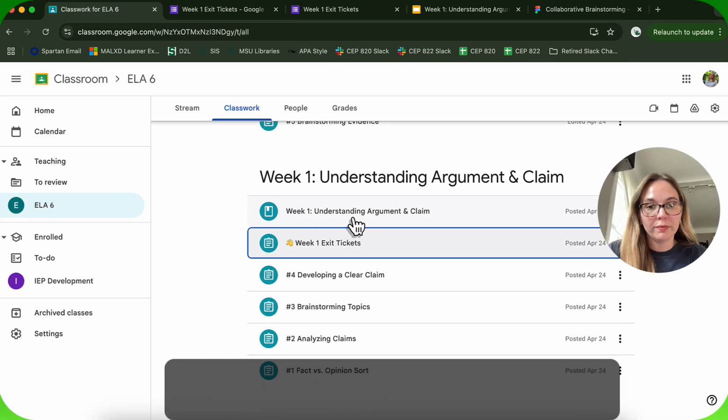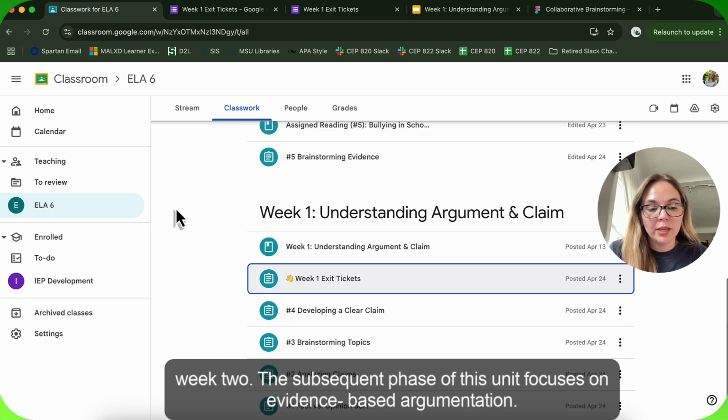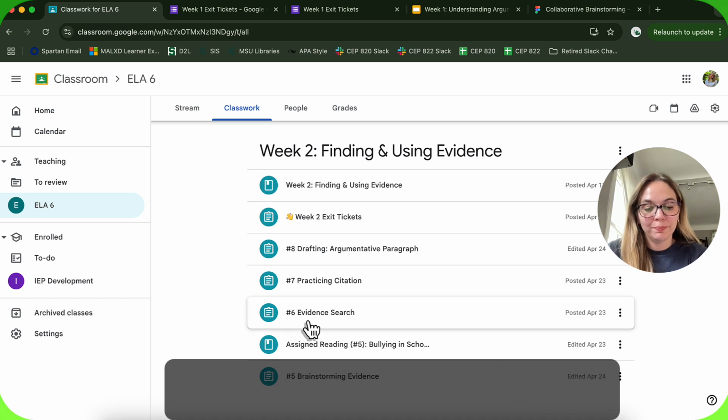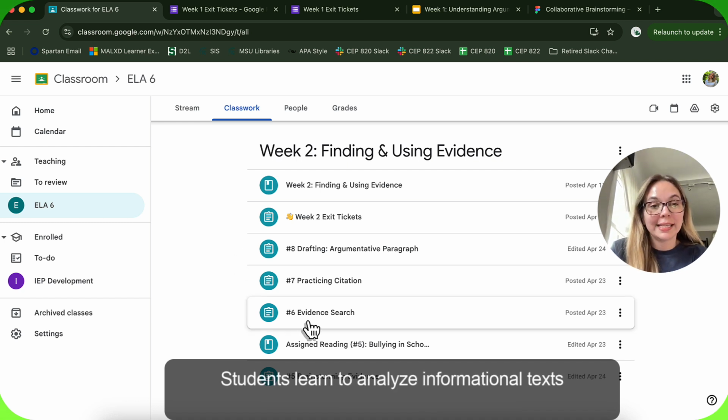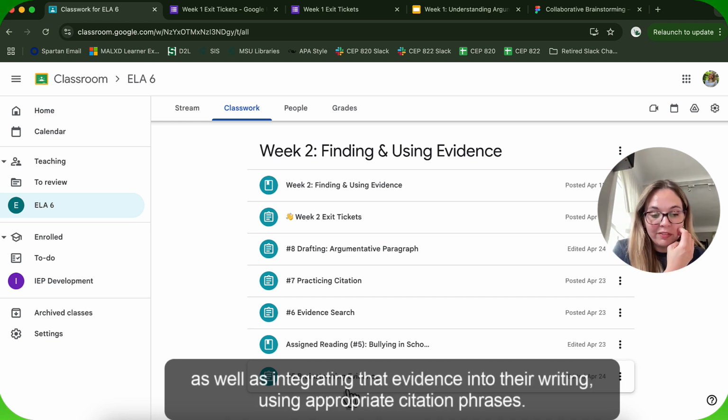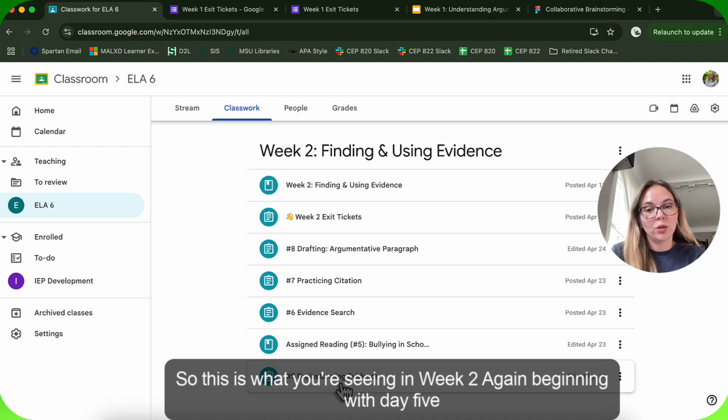Moving forward into week 2, the subsequent phase of this unit focuses on evidence-based argumentation. Students learn to analyze informational texts and select strong evidence for their claims, as well as integrating that evidence into their writing using appropriate citation phrases. So this is what you're seeing in week 2, again, beginning with day 5.